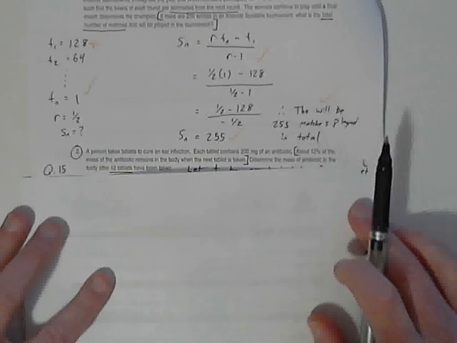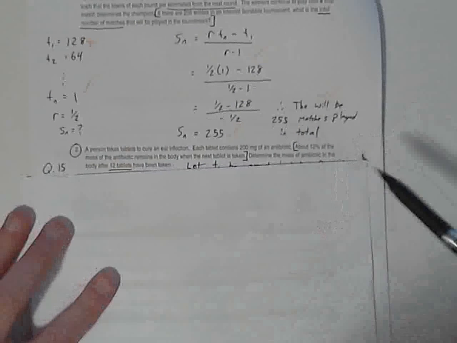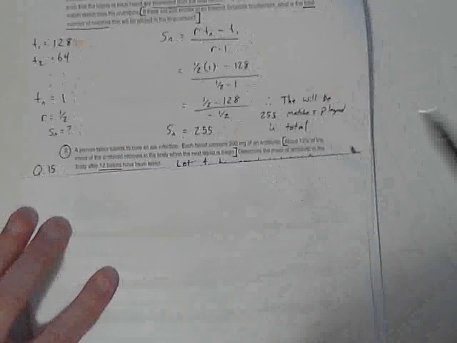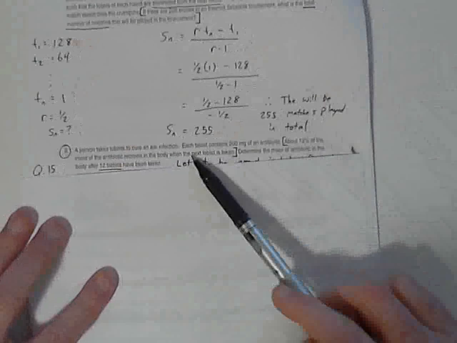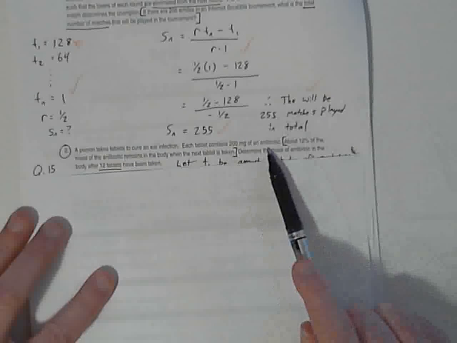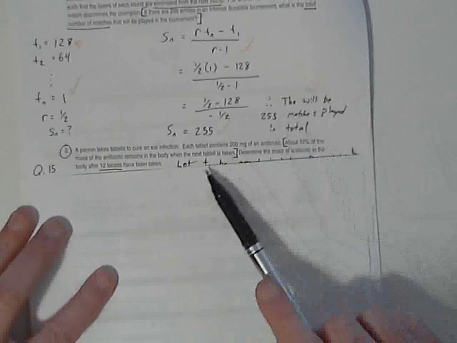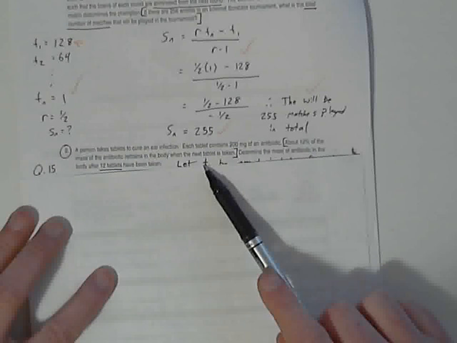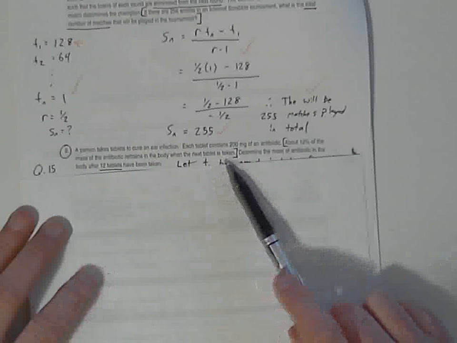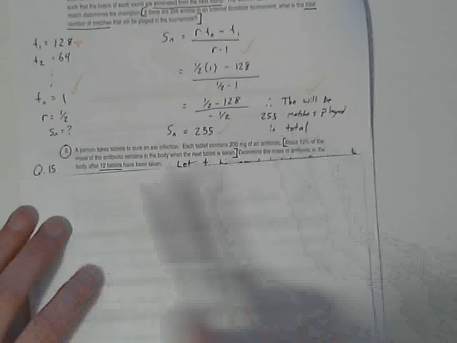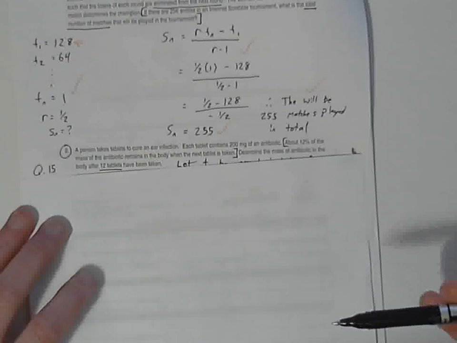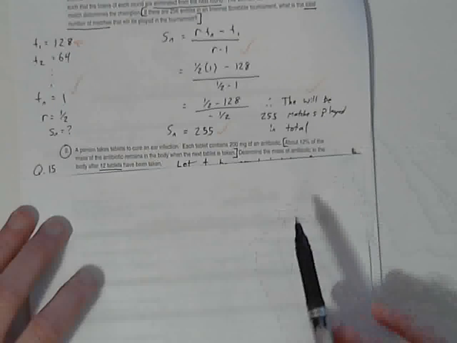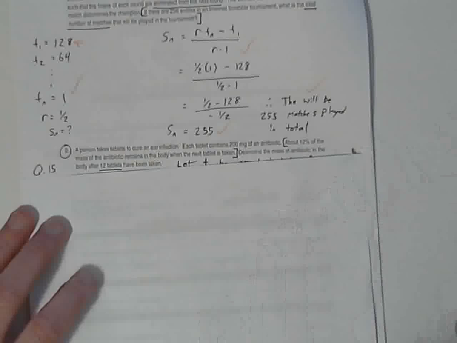A person takes a tablet to cure an ear infection. Each tablet contains 200 milligrams of an antibiotic. About 12% of the mass of the antibiotic remains in the body when the next tablet is taken. So that's the really important part. 12% is remaining when the next antibiotic is going to be taken by the patient. So you don't go down to 0 before you take a new tablet. You will actually constantly be building up how much of this antibiotic is in your system over time. It will go up and up and up, even though the amount it goes up is by a smaller and smaller amount.